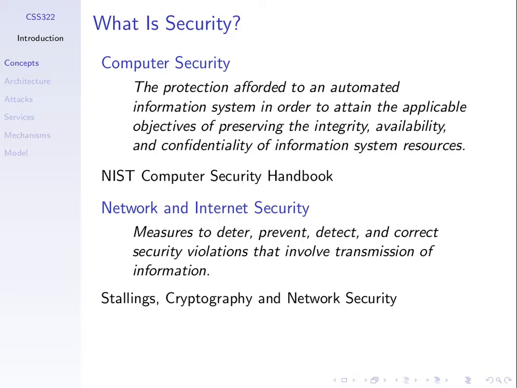Network and internet security, and this comes from the textbook: measures to deter, prevent, detect, and correct security violations that involve transmission of information. Because we're talking about a network or an internet, we're talking about sending information across the network, transmitting information. And the security is the techniques that we have available to deter security violations, that is, stop people from starting some attack that violates the confidentiality, the availability, the integrity; prevent them from performing attacks. If someone is doing something bad on the network, detect that they're doing it. And if we can detect something, we may be able to correct it and stop them from doing it in advance. So some very general definitions of computer and network security.